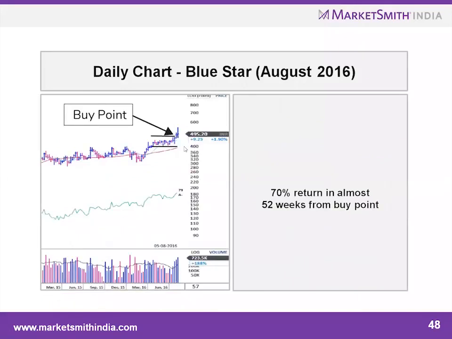Another chart, Blue Star, where this stock gave 70% in 52 weeks from the buy point. Just see the volumes. All the investors who made money over here are moving out. See the sell-off on above-average volume. When the stock is falling down, again they are buying, and ultimately the stock broke out. After the breakout, it gave 70% in 52 weeks.